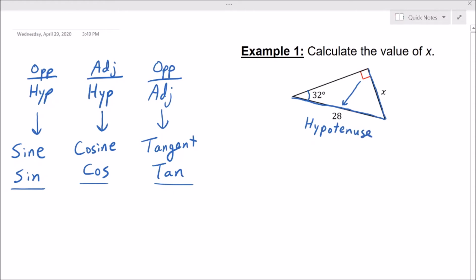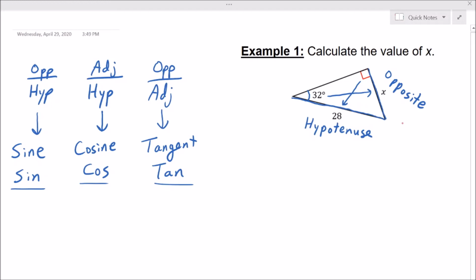What about the other side? What about x? So we've got the hypotenuse down. Is the x touching the angle? Is it adjacent? Or is it across from the angle? Is it opposite? It is across. So your x is the opposite side, right?